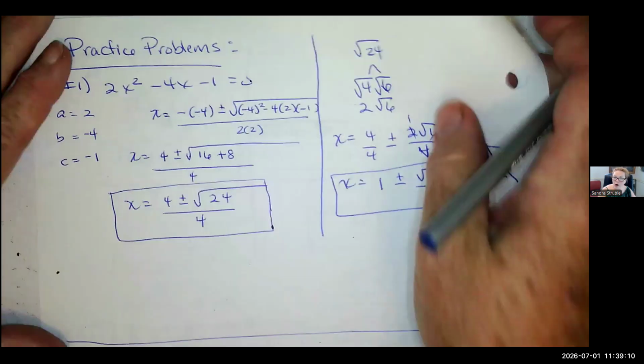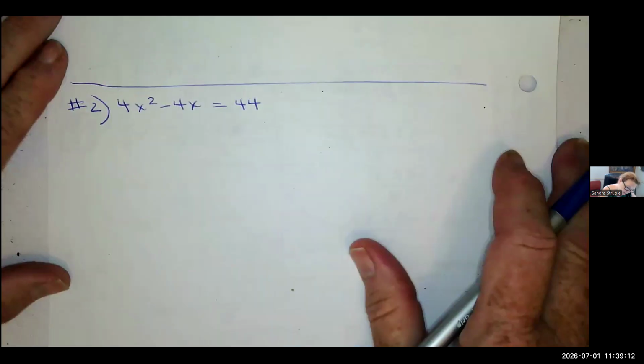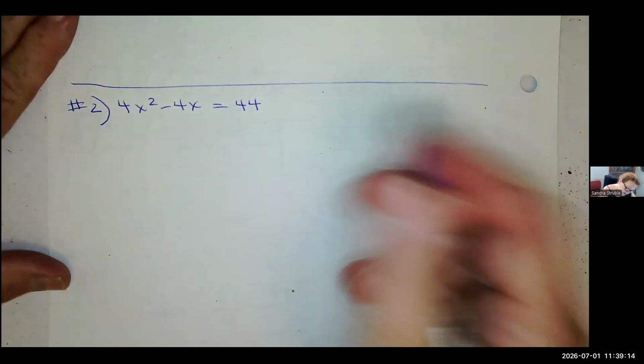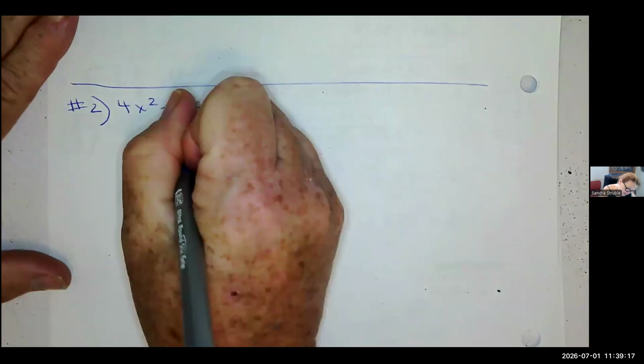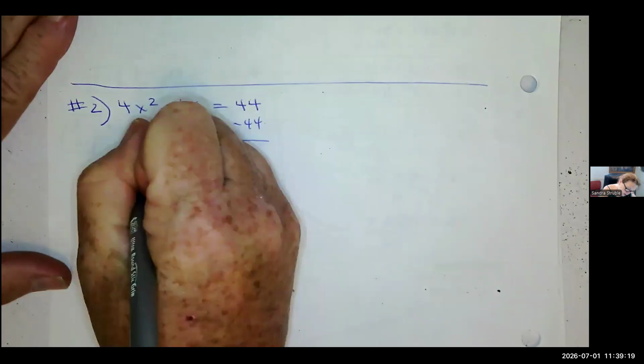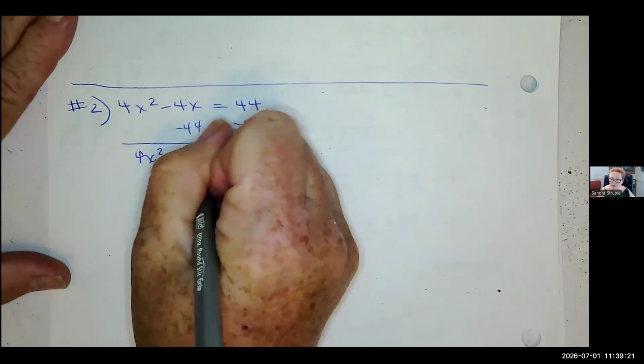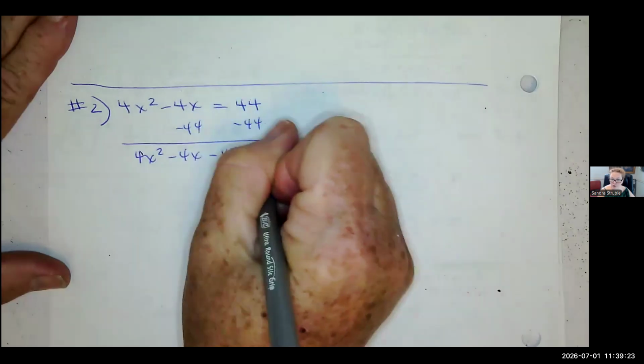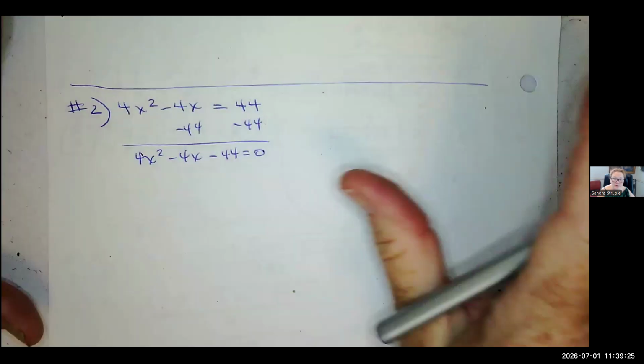All right, let's go to the second one. First thing we're going to do is get them all on the same side, set equal to 0. I'm going to subtract 44 from both sides of the equal sign. We've got 4x squared minus 4x minus 44 equals 0. Couple ways to look at this. They all have 4s in them, so it's all divisible by 4.